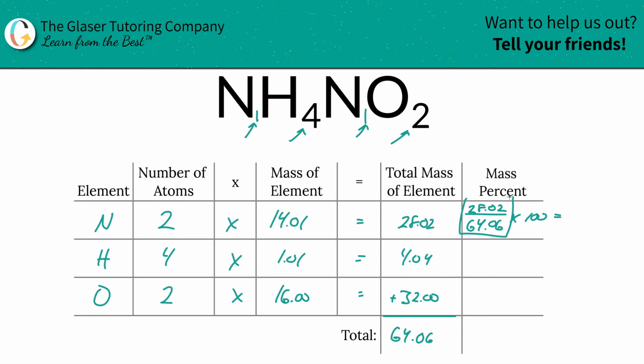Don't worry about the units because whatever mass units used in the numerator will be the same as the denominator, and therefore they will cancel. So don't even bother writing them in. So 43.74%, that will be for nitrogen.